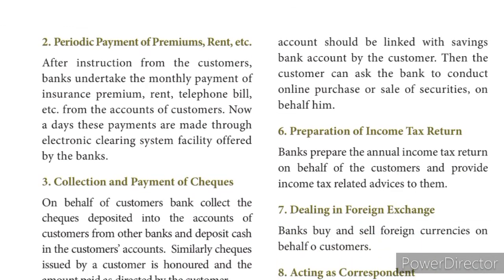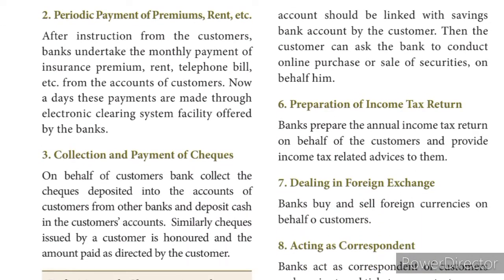Okay. The next type that we have is a periodic payment of premium or rent, etc. Under agency function we saw the first one, that was the transfer of fund, and the next one is a periodic payment of premiums or rent, etc. After instruction from the customer, banks undertake the monthly payment of insurance premium, rent, telephone bills, etc. from the account of customers. Nowadays these payments are made through electronic clearing system facility offered by the banks.